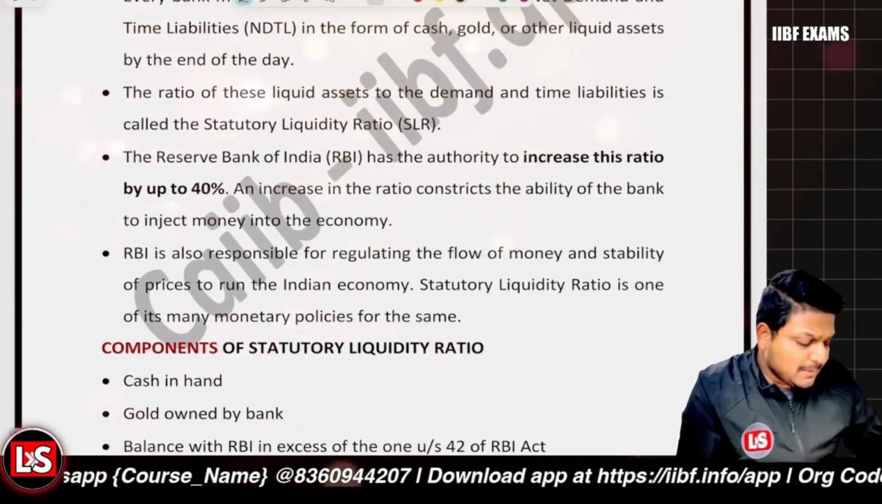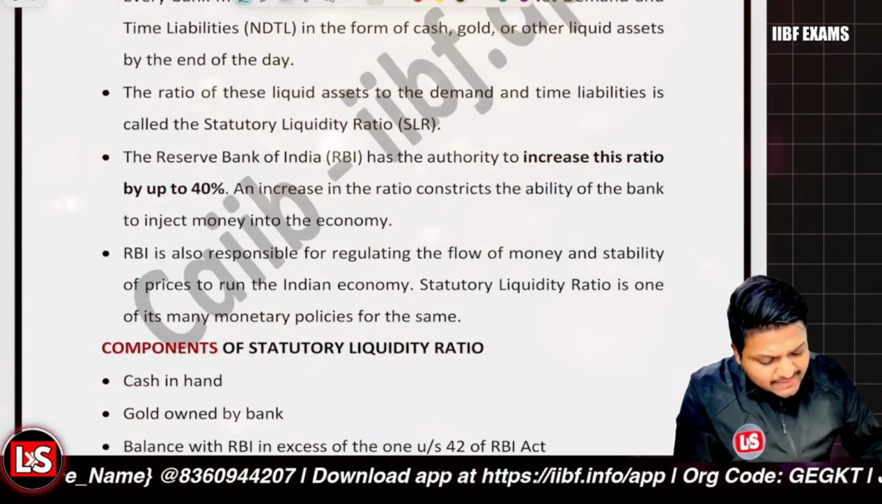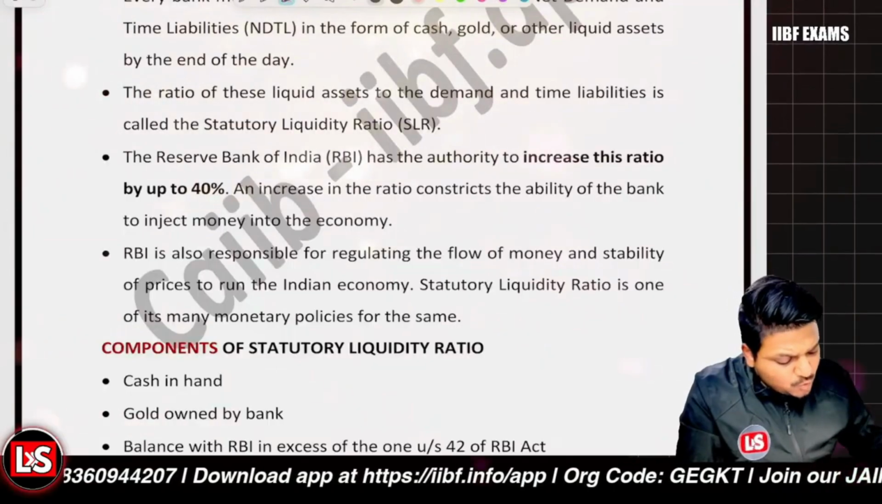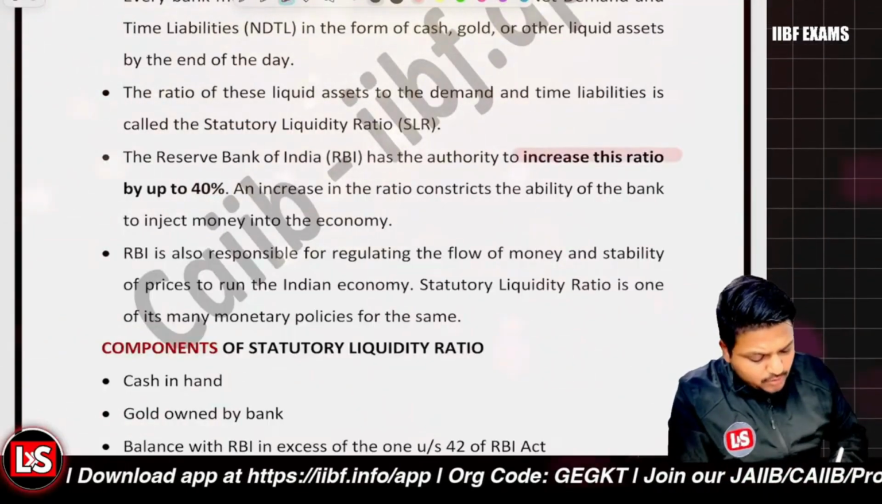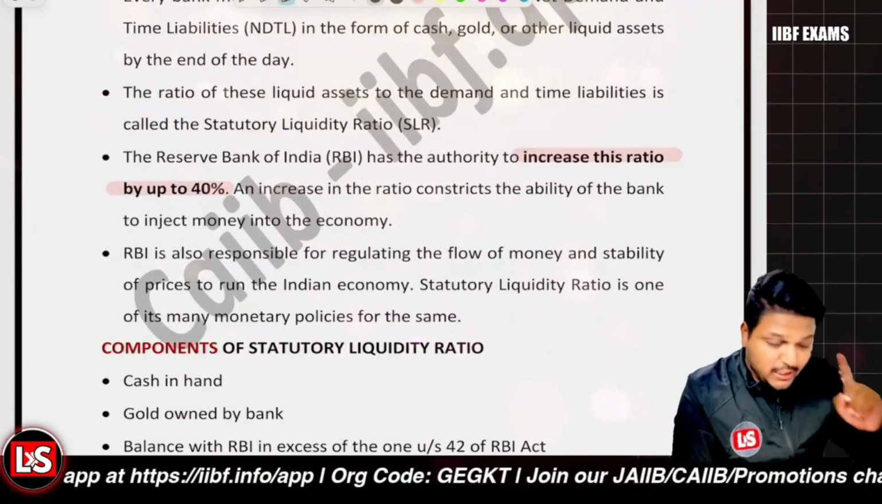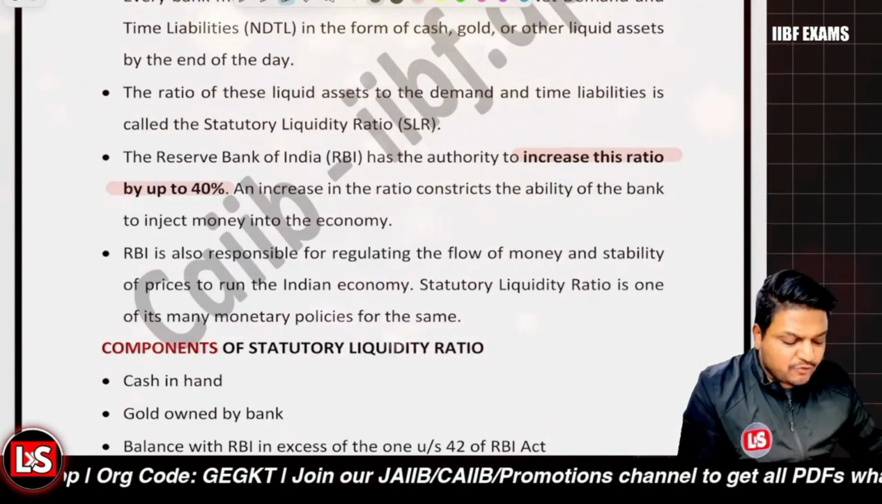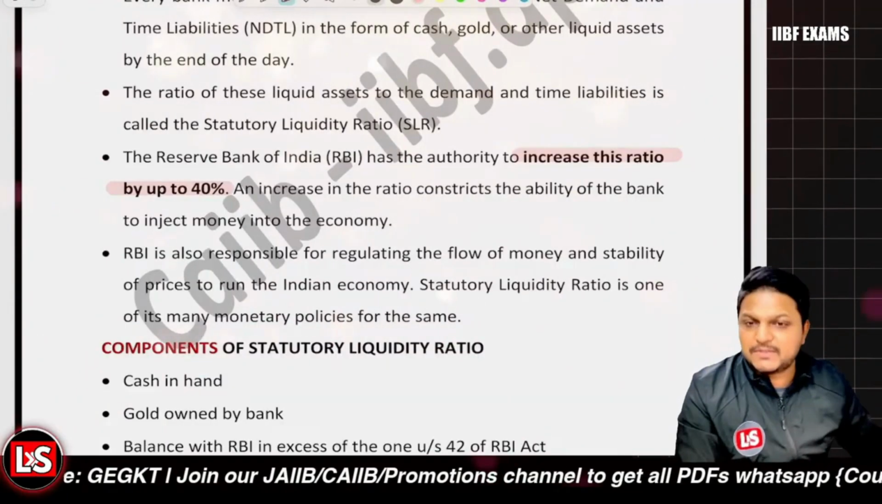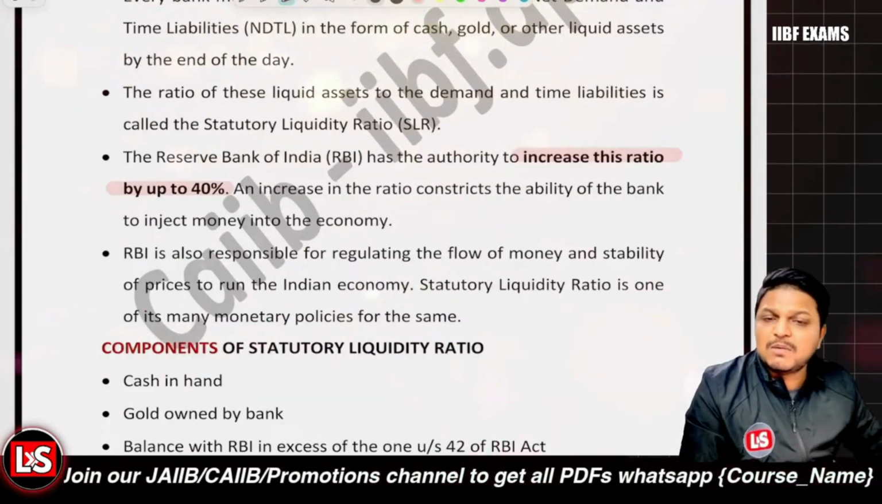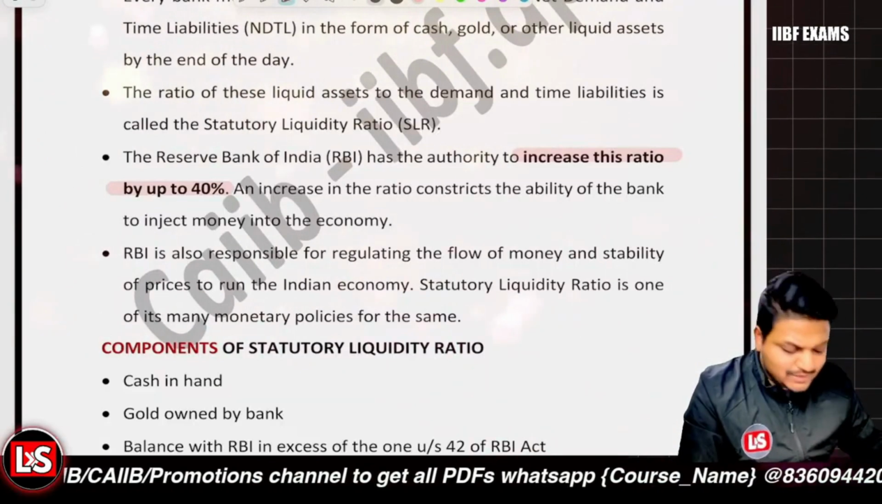So the maximum ceiling for the SLR is 40%. There was no ceiling or floor percentage related to the CRR, but there is a ceiling prescribed for the SLR, and that is 40%, right? So it can be a maximum of 40%, but not more than that.